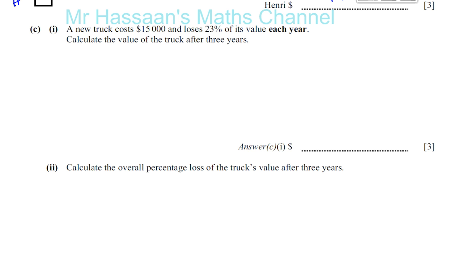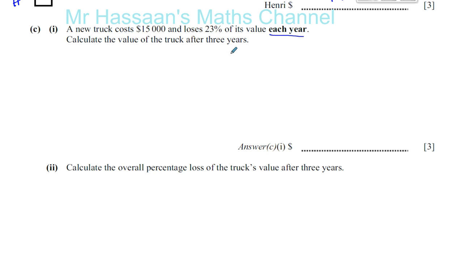Okay, question part C from the specimen paper 2015. Question number 1. This question now is about exponential decrease, which is quite new. A new truck costs $15,000 and loses 23% of its value each year. Calculate the value of the truck after 3 years. So this is like a compound percentage, exponential decrease type of question.